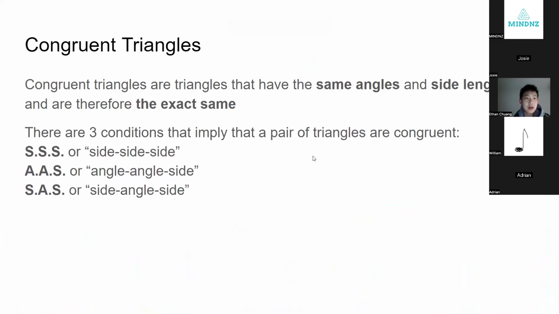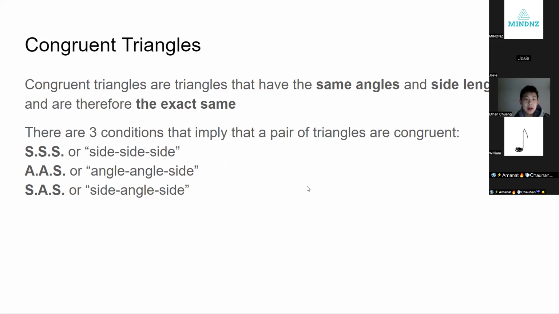So congruent triangles, the three conditions, if you remember, are side, side, side; angle, angle, side; and side, angle, side. Also remember, for side angle side, the angle has to be in between the two sides. Does everyone remember that? That means the triangles will have the same angles and the exact same sides, so they're the exact same size and shape, basically.